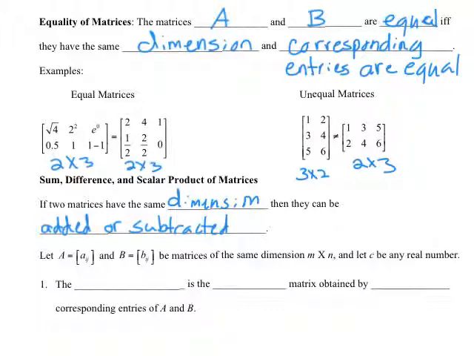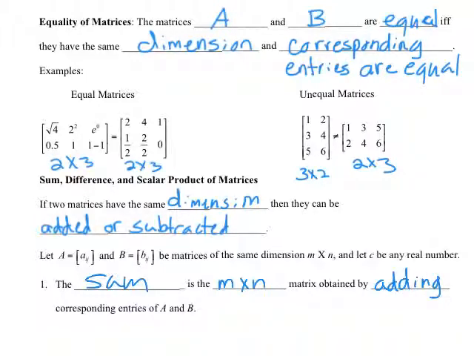So the first definition is this. The sum of those two matrices, if they're both m by n, your answer is going to be m by n. It's the m by n matrix obtained by adding corresponding entries in A and B.